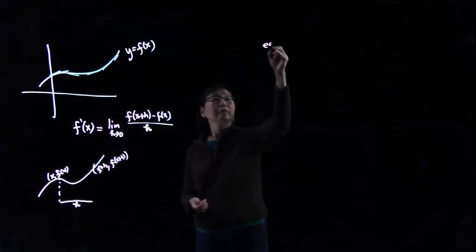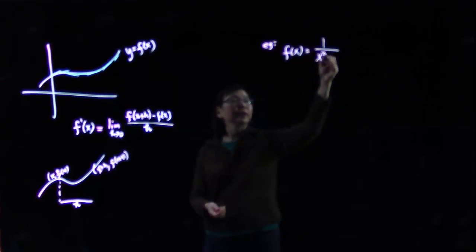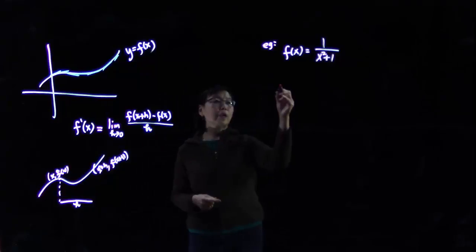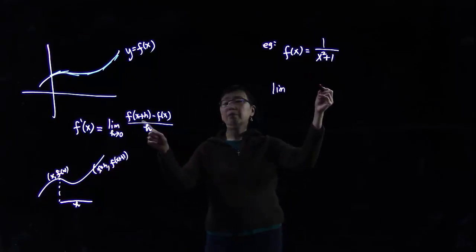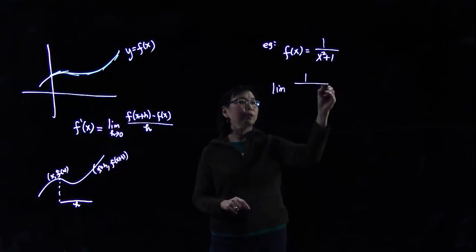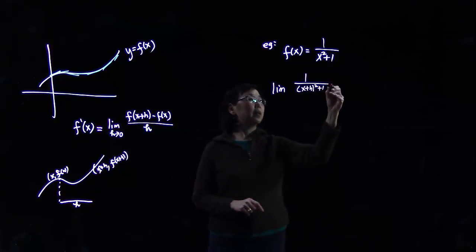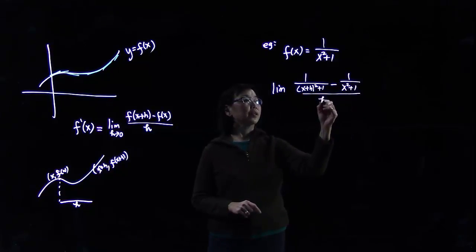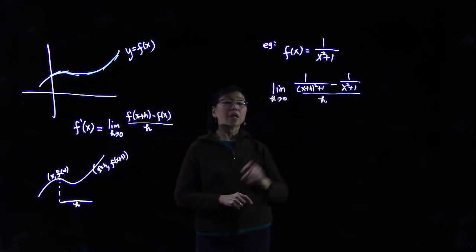Let's say f of x is 1 over x squared plus 1. So we want to find the derivative, or the slope of the tangent line, of this function at every point. So according to our definition here, it would be the limit of f of x plus h, so that would be 1 over x plus h squared plus 1, minus 1 over x squared plus 1, all over h as h approaches 0. And so the task now is to simplify this algebraically.